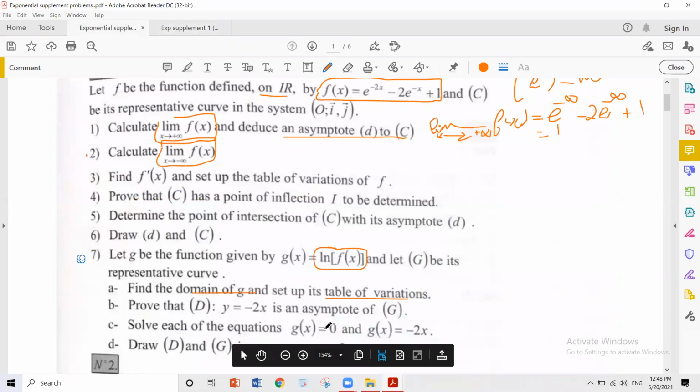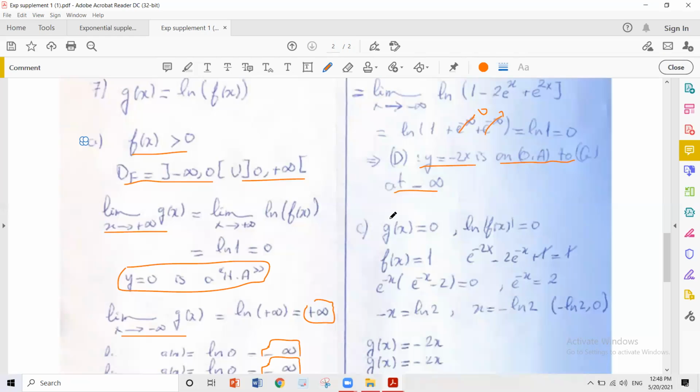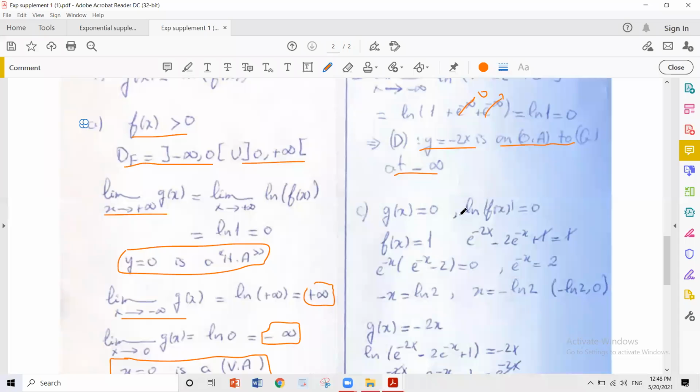Solve each of the following equations: g(x) equals 0 and g(x) equals minus 2x. First, g(x) equals 0. This means ln f(x) equals 0, so ln f(x) equals ln 1, which is 0. So f(x) equals 1.